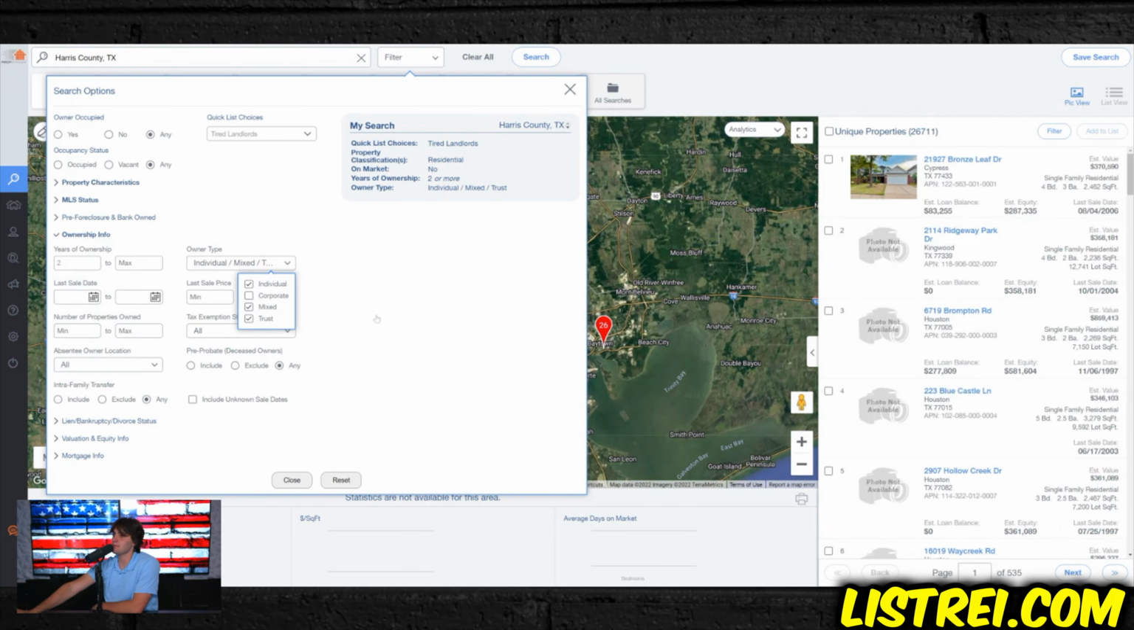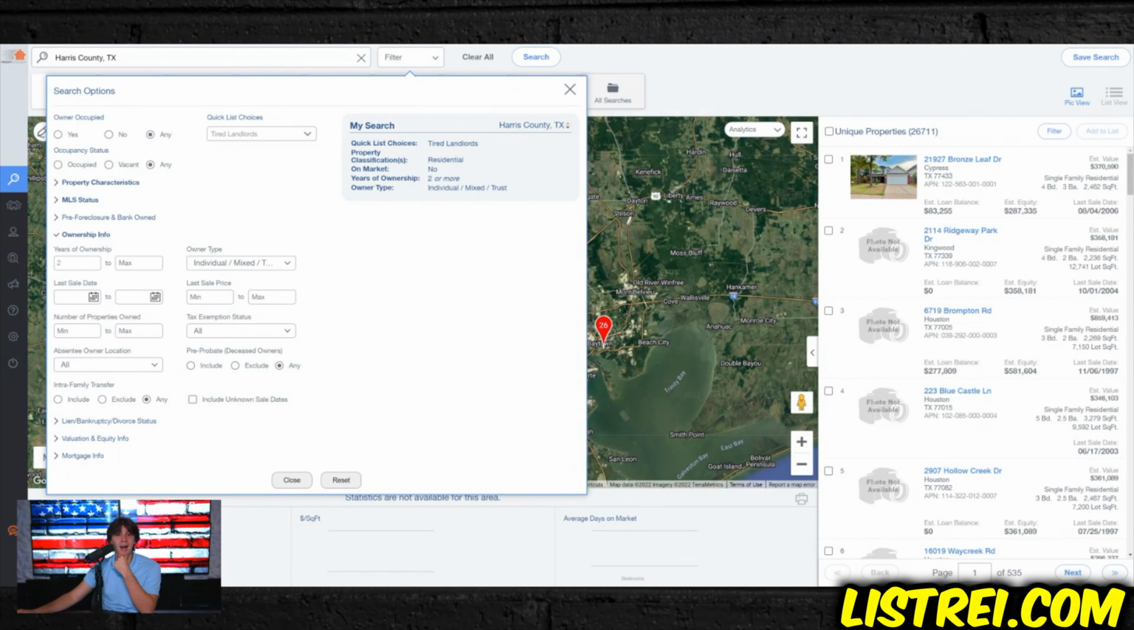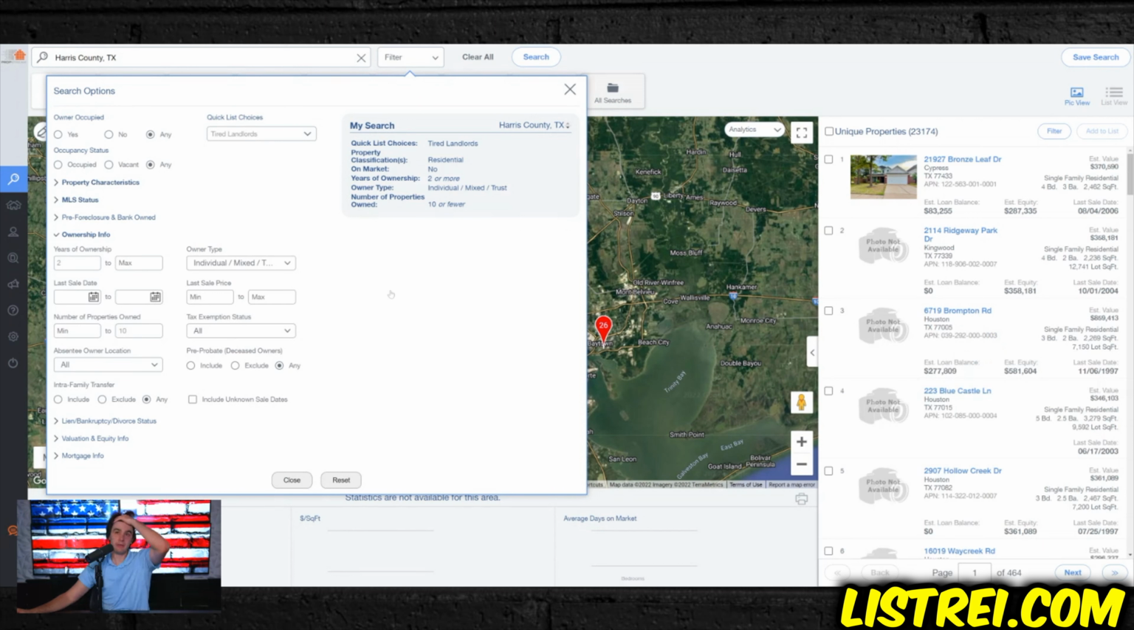Now, I'm in Houston. If I'm doing this in my local market, maybe a town of 100,000, I'm going to keep all of them. I'm going to skip the corporate on this one. I want to max this one at like 10. If you own more than 10 rentals, I don't want to deal with you. Anything under, I'm okay with. So now we're back to 23,000, which unfortunately is still huge.